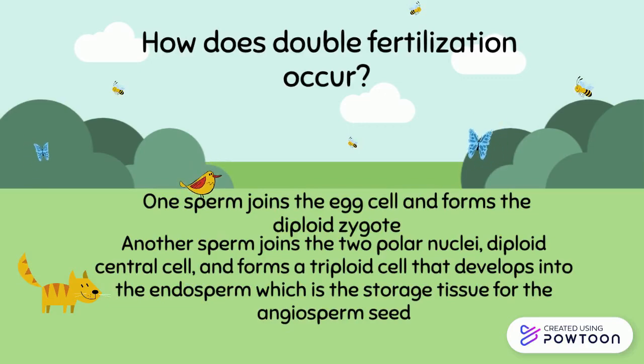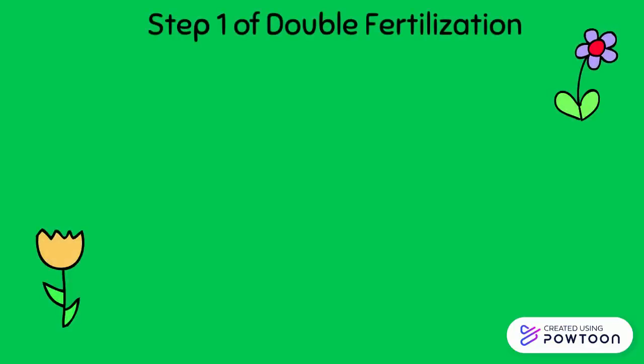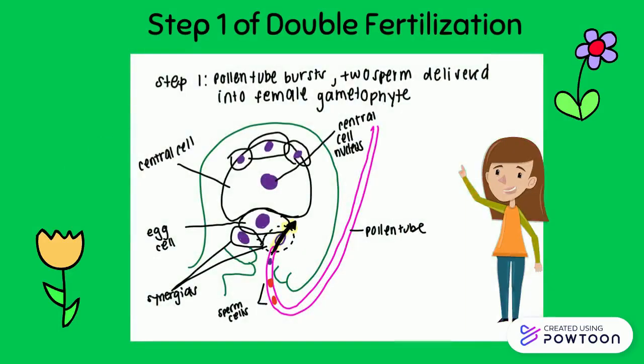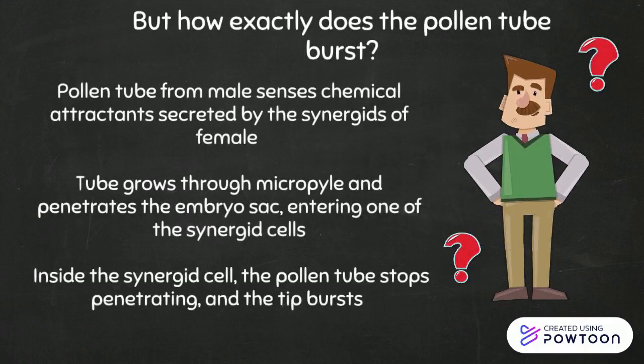angiosperm needs. Here we will look further into the steps of double fertilization, and first look at step 1, which includes the pollen tube bursting, while two sperm are delivered into the female gametophyte. But how exactly does the pollen tube burst?